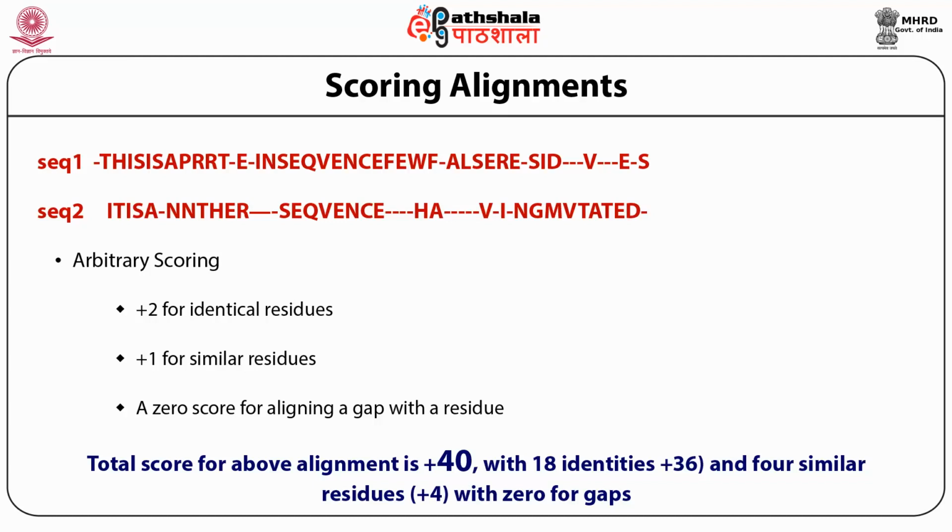With this arbitrary scheme, the total score for this alignment will be +40 because there are 18 identical residues totaling +36, 4 conservative substitutions by similar residues getting +4 score, and 26 gaps getting 0 score. The assignment of scores based on identities and similarities allows the evaluation of the alignment for its overall similarity. This score of +40 will be used later in this module while learning calculation of the statistical parameter p-value, which is calculated using the raw score of the alignment.